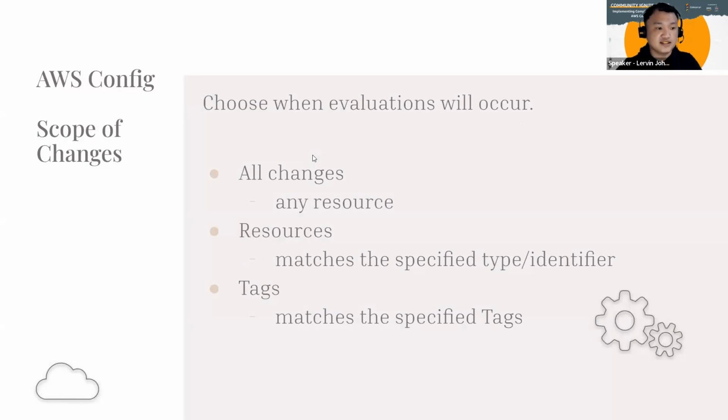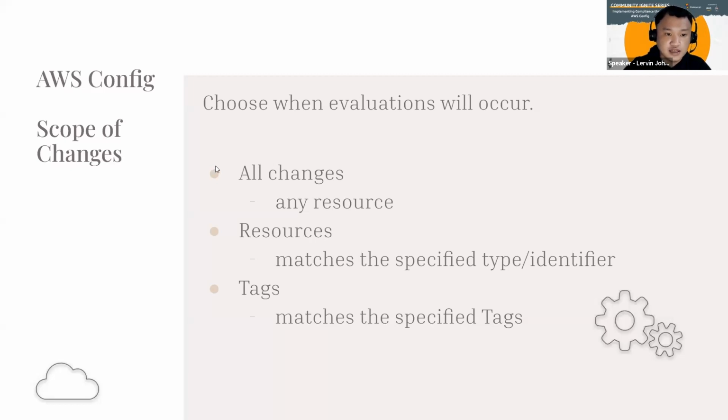So yan, scope of changes. This is where we choose when evaluations will occur according to all changes. 'Di ba may resources na tayo, meron na tayong rules, meron na tayong trigger. Let's say for example, trigger for every changes. So we will then define the scope of those changes.